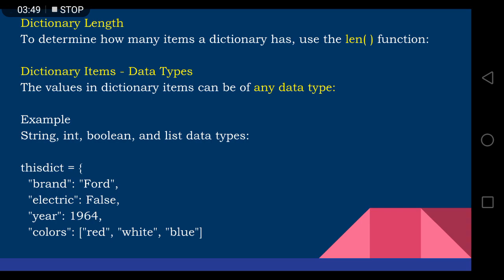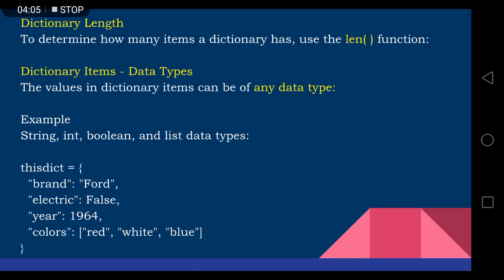Now colors is the list. We can see here the square brackets say it is a list. That means a dictionary can also contain a list of data. So the colors in the list are red, white and blue. Okay, and now we are closing the curly brace.